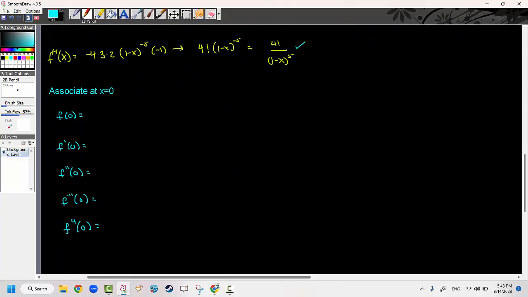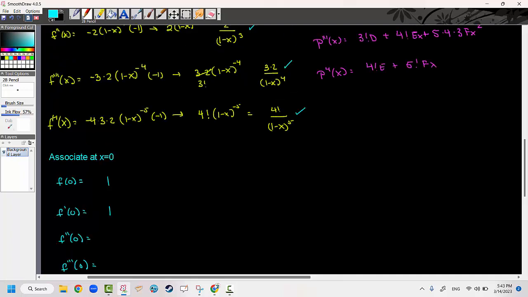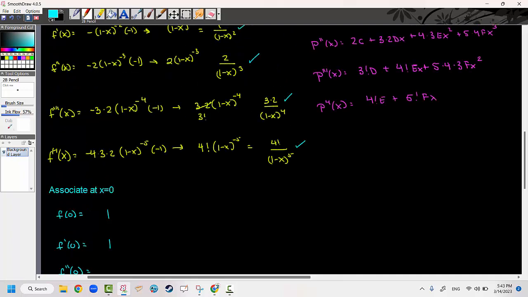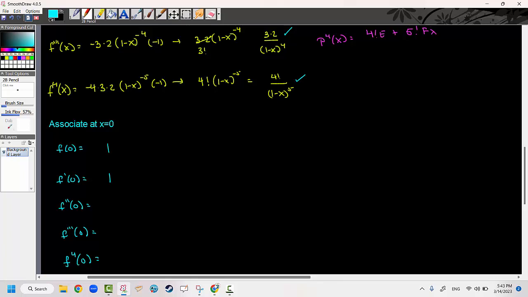So from here, if I let x equal 0, I get 1 here, I get 1 here, right? And then f double prime of 0 is actually going to be 2. F triple prime of 0 is going to be 3 times 2, or 3 factorial. F quadruple prime is going to be 4 times 3 times 2, or 4 factorial. All right, so hopefully that makes enough sense to you guys.